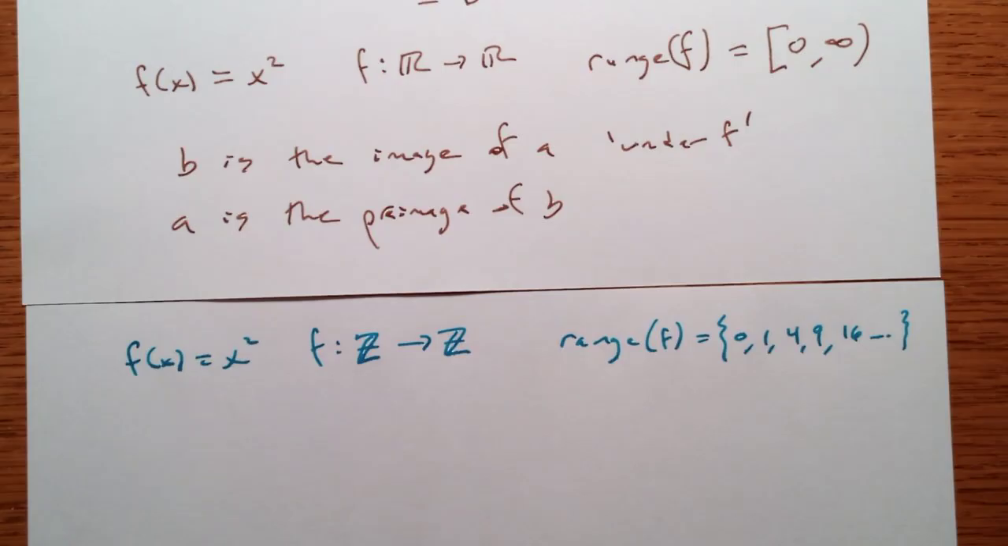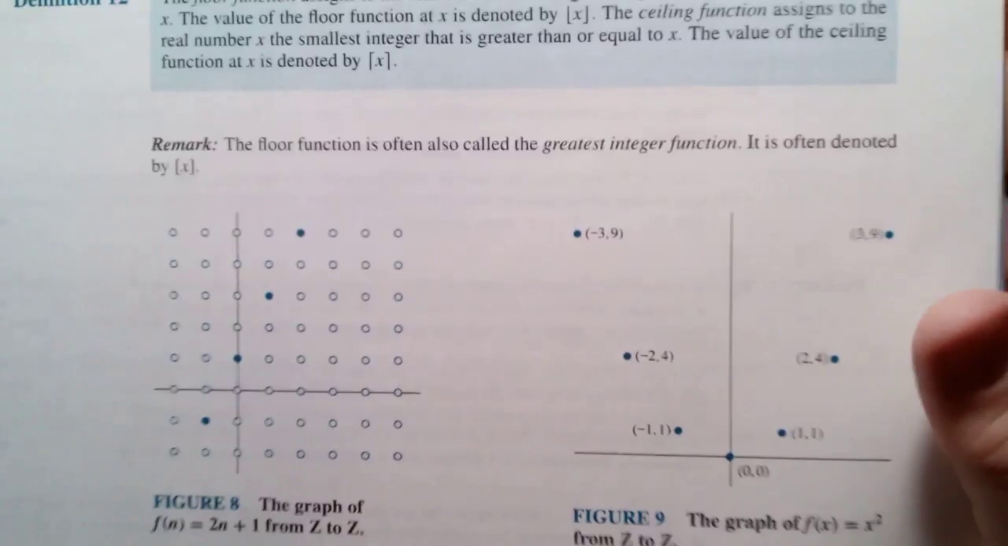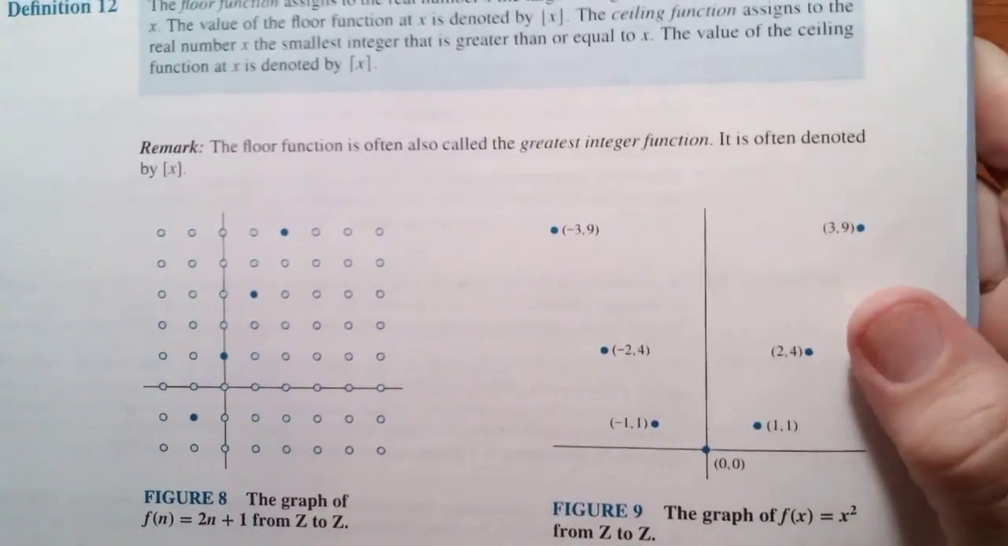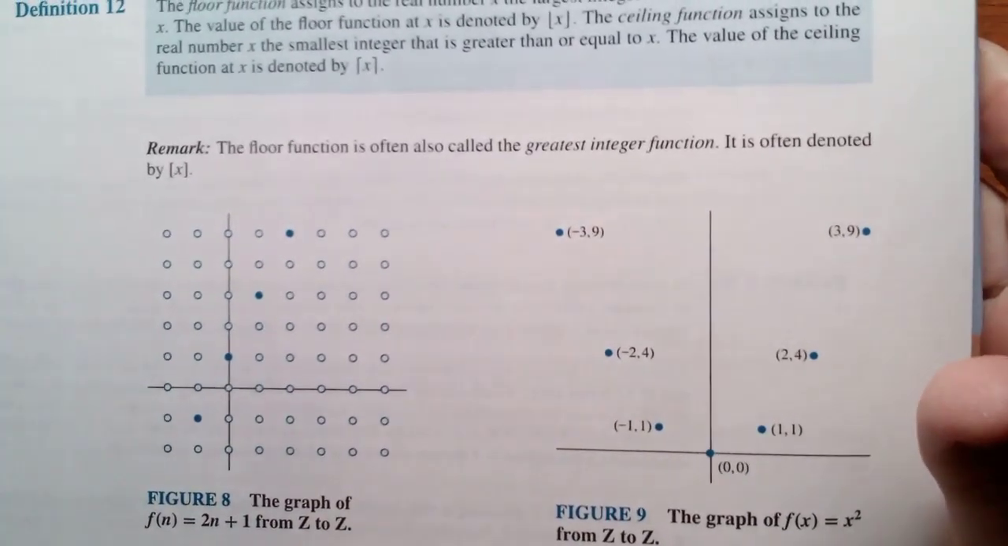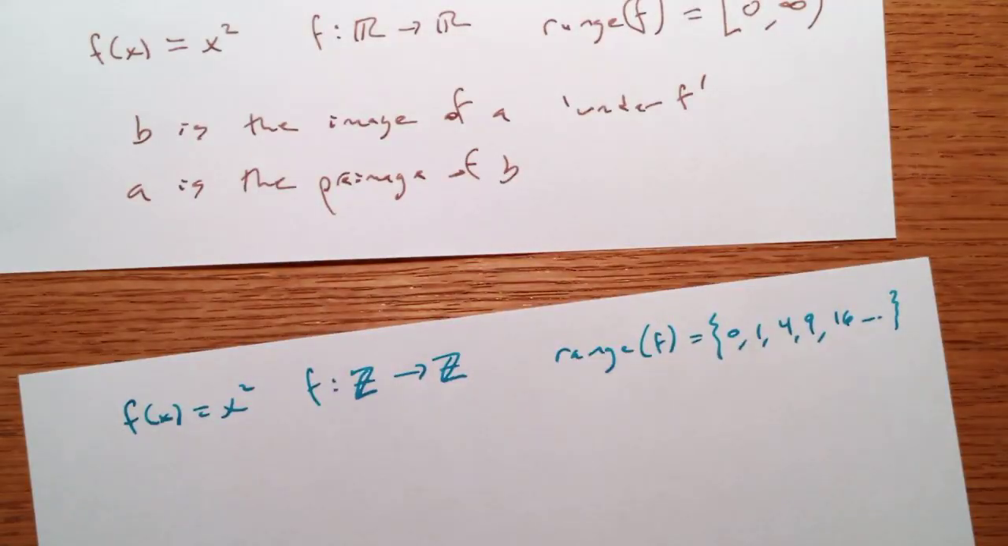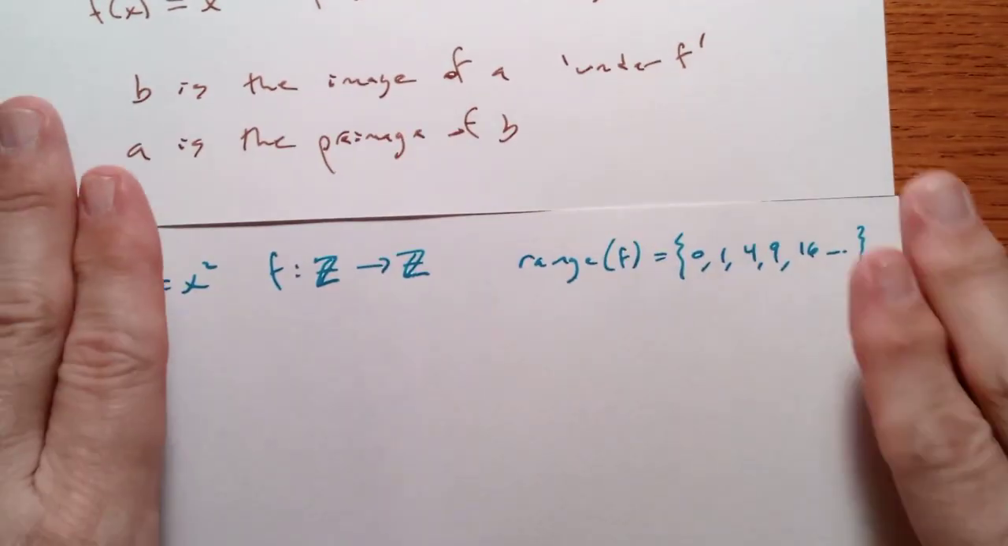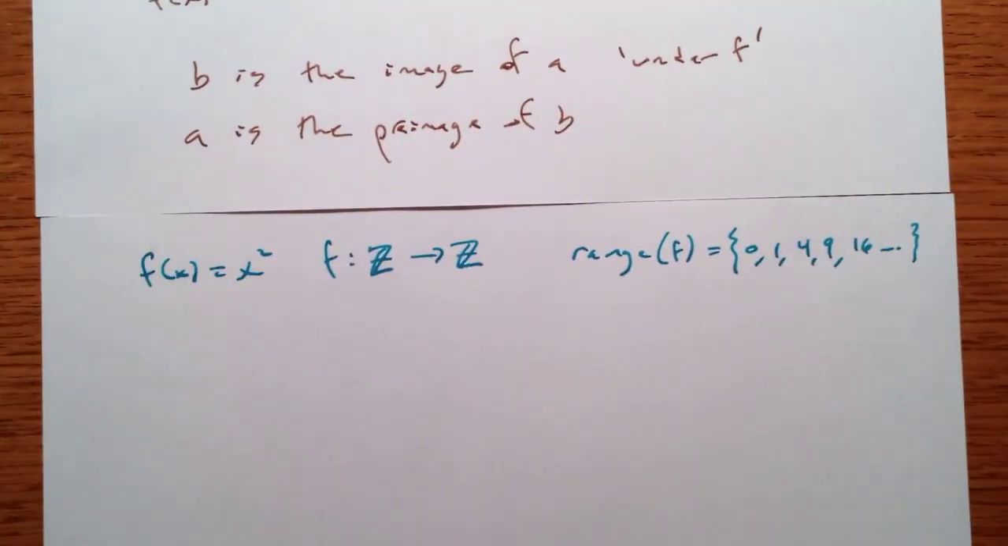Bottom of page 161, this is the graph of x squared in the integers. It's a very different picture. So it's important for us to realize that the domain is an inherently important part of what our function really is.